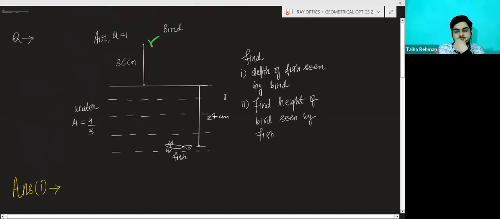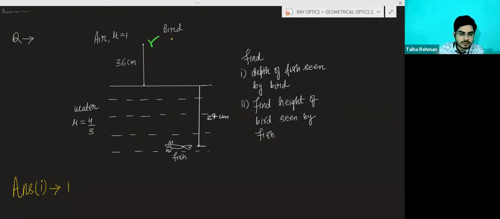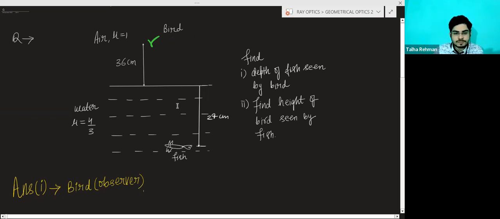So first part, the depth of the fish seen by the bird. So who is the observer? Bird is the observer, right, in the first case. So light will come towards the observer, means from this medium, the light will go to the bird. Is it or not?